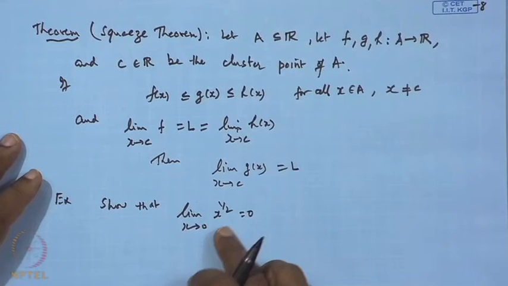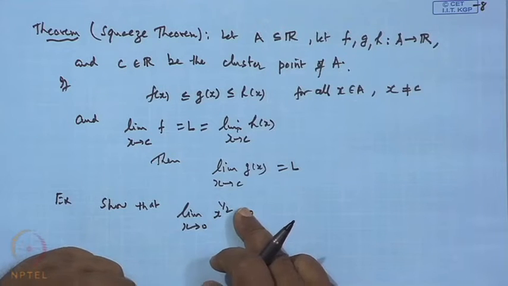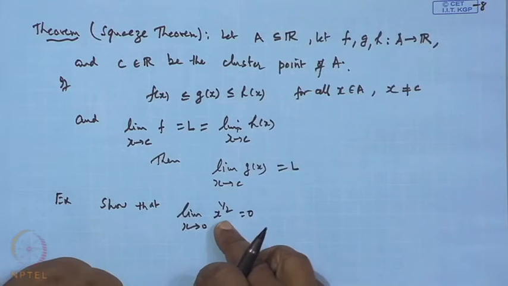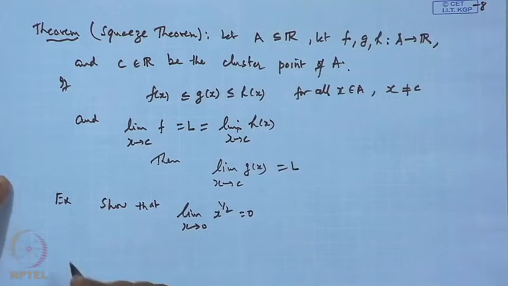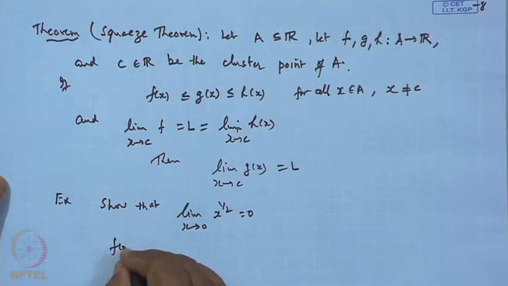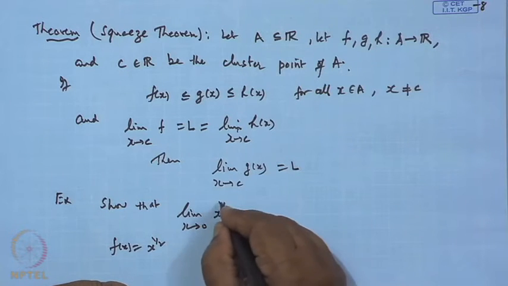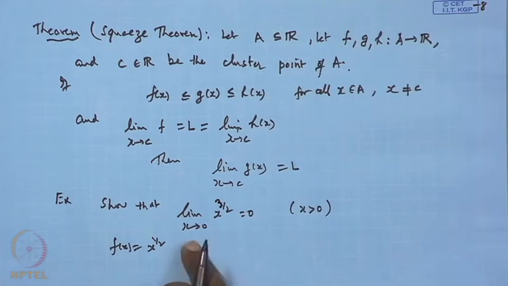So we have to show that. Of course, this was discussed when we did it with sequences, that x to the power alpha, where alpha is rational, and alpha n is a sequence converging to alpha. That is already discussed, but still, using this Squeeze theorem we can prove this. So how? Suppose f(x) is x to the power 3 by 2, for all x greater than 0.